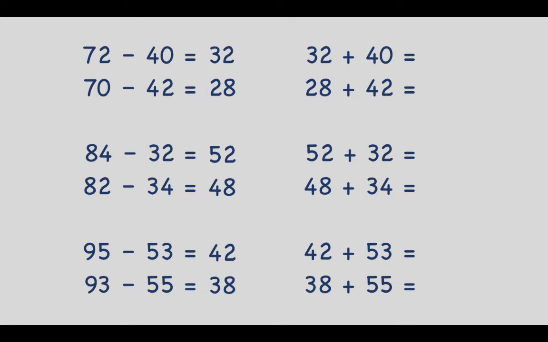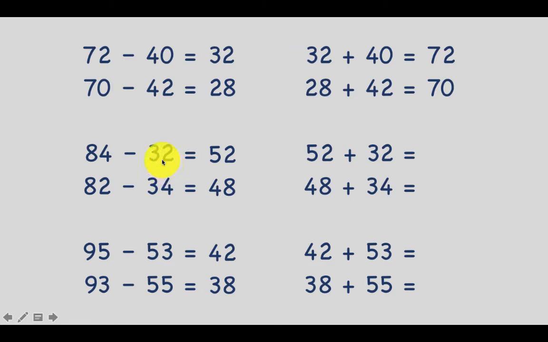If necessary, we can use the inverse relationship between addition and subtraction to help students fully understand the essential role of 10 in regrouping. For example, we subtracted 40 from 72 to obtain a difference of 32 without regrouping. Therefore, we can also add 32 and 40 to obtain a sum of 72 without regrouping. We subtracted 42 from 70 to obtain a difference of 28 with regrouping, which means we can also add 28 and 42 to obtain a sum of 70 with regrouping.